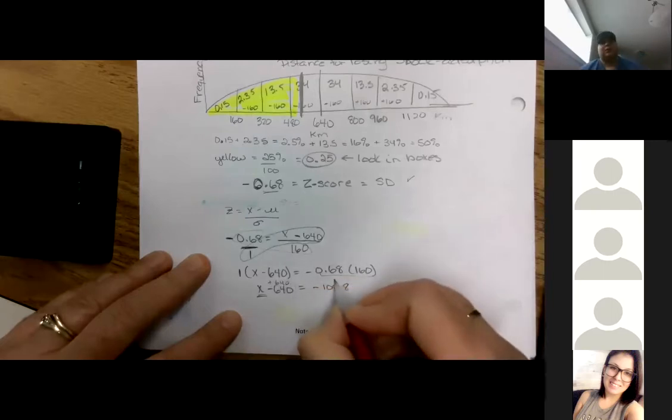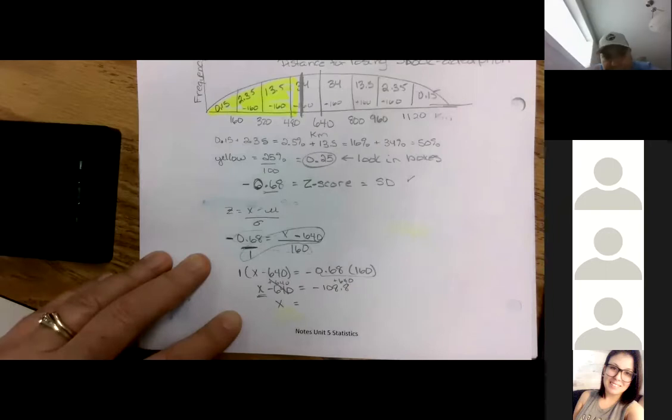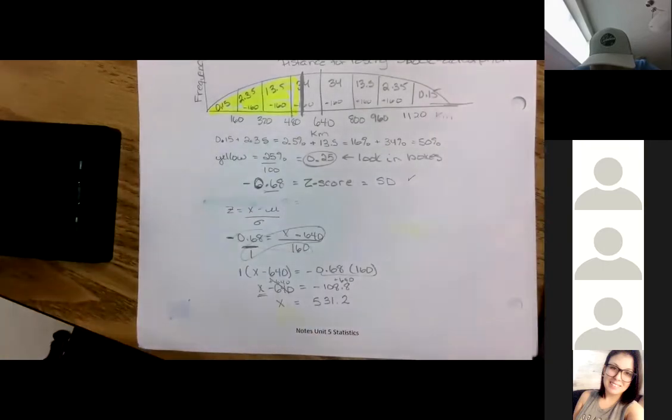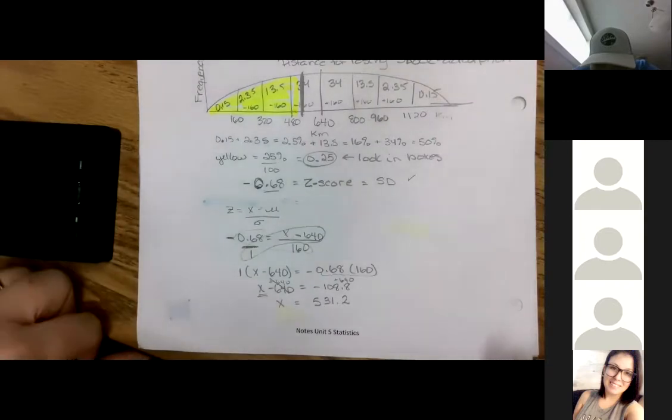There we go. So I guess in a way we are going to subtract or add. So we're going to add, that's going to disappear. X is equal to, but I got to be careful. So 640 minus 108.8. This gives me 531.2. And that was an awful lot of work for one little bitty question.